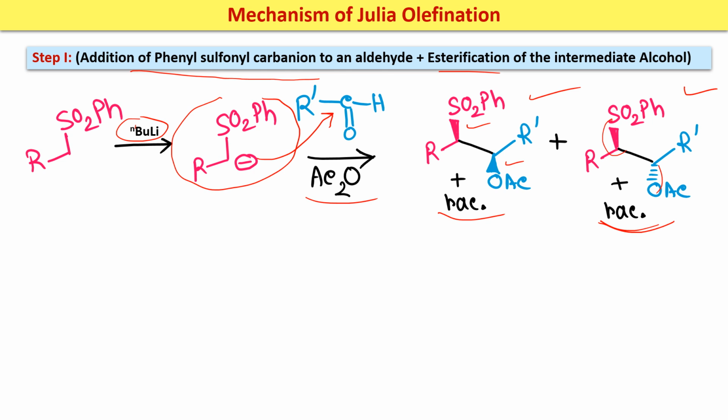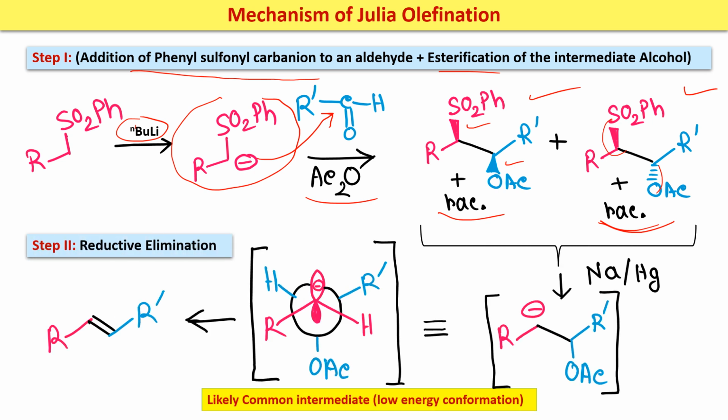Now the second step is reductive elimination. Actually you can also call it a total of 3 steps, but just to make it concise, here we have reductive elimination. Now this is very interesting because whatever your diastereomer is, it doesn't matter at all, because the intermediate carbanion that you are getting in presence of this reductive elimination, the reagent being sodium amalgam, this SO2Ph group is removed and in the same place we have now a negative charge. Now see, I have used this type of bracket, that means whatever your diastereomer is doesn't matter, there will be a common intermediate.